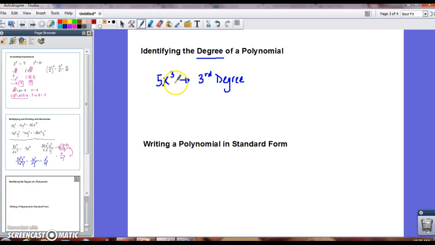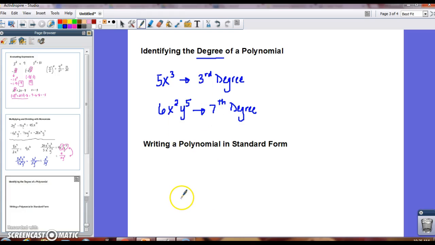However, sometimes you don't just have one variable. Sometimes you have multiple variables. Let's say I have 6x squared y to the 5th. In that case, you're going to add those exponents together. So if I add 2 and 5, that gives me 7. So that would be a 7th degree polynomial. Okay? So when you have multiple ones, make sure you add them together.